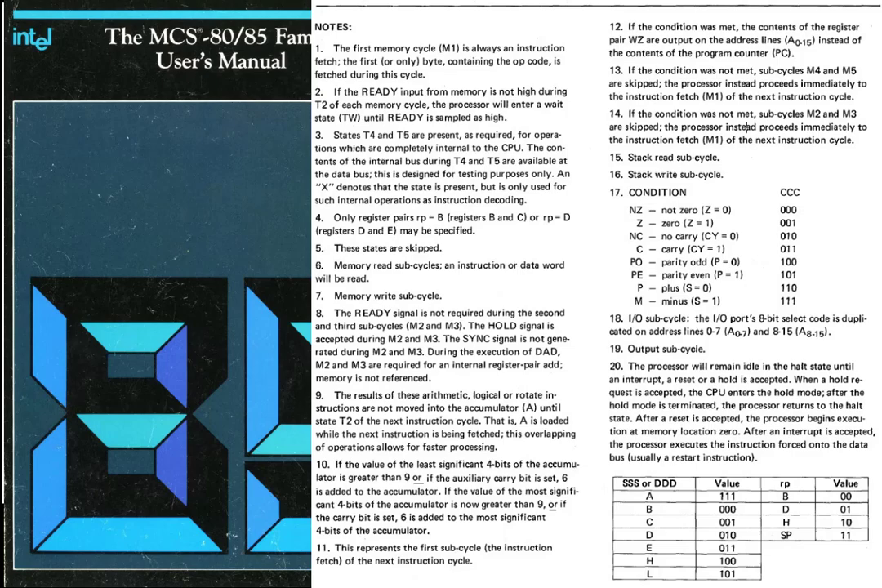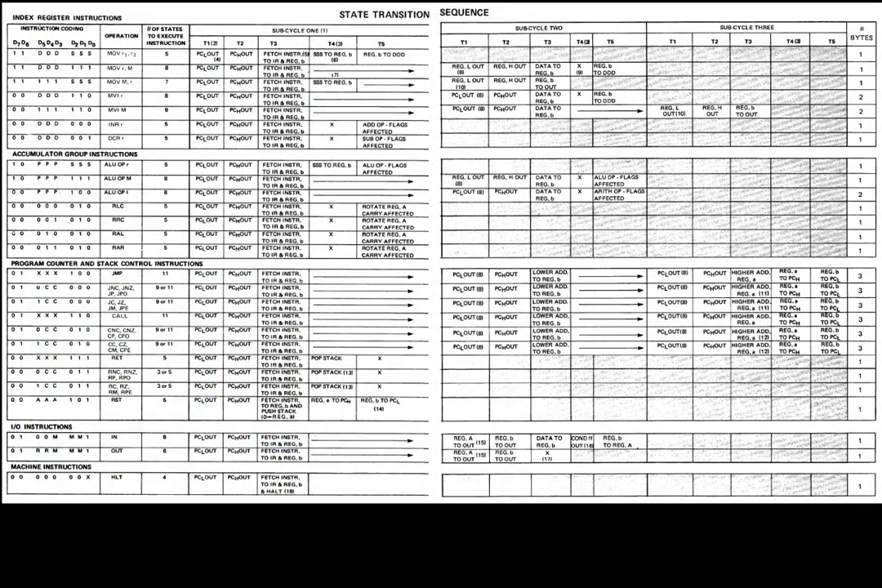They finally stopped using that term subcycle in the MCS-85 manual. Well, actually, in the MCS-85 manual, they took out the whole table, so I don't think that counts as fixing the mistake. And it's unfortunate because that was a very useful table, and I'm disappointed because I thought it brought a lot of clarity and understanding to the processor operation. So it's a shame that they dropped that with the 8085.